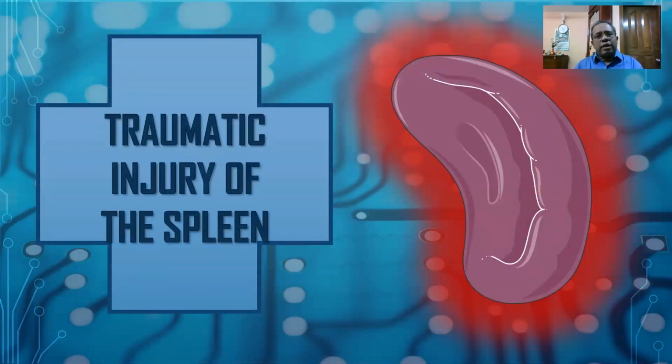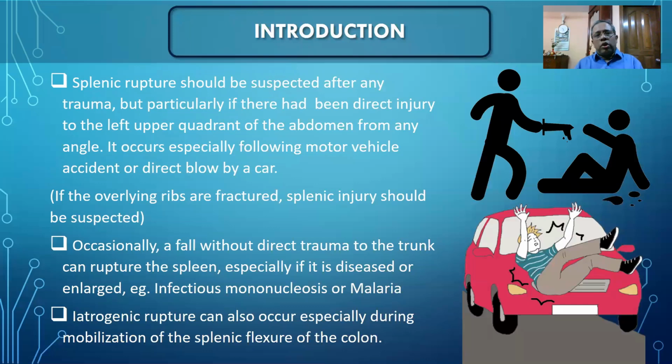So now we discuss traumatic injury of the spleen. The spleen is situated in a safeguarded position, lying inside the abdomen behind the rib cage, inside the rib cage. So you are not able to touch the spleen directly from the back, because the rib cage supports it.